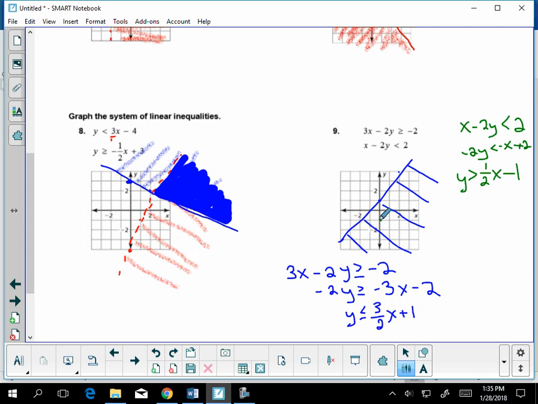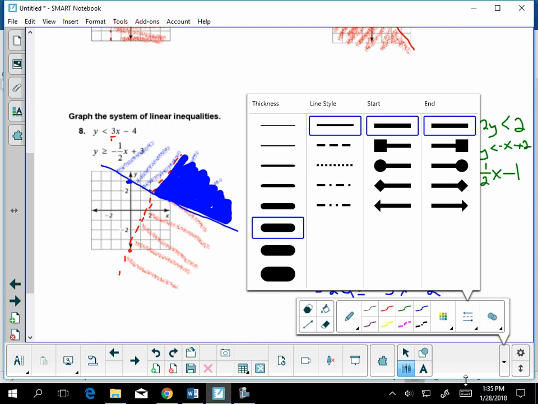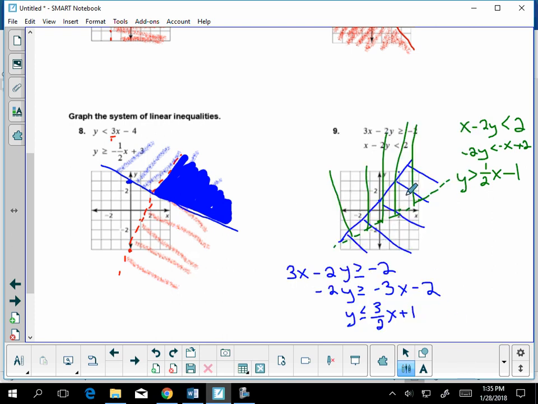Put a dot at -1, up 1, right 2. And this is going to be a dotted line. And that's greater than, so I need to shade above. All right, looks a little messy right now because it is a little messy. Now that I've got everything shaded, I'm going to ask myself, does the shading overlap any place? Yeah, right here. So I'm going to shade that real dark. And that would be my final solution.